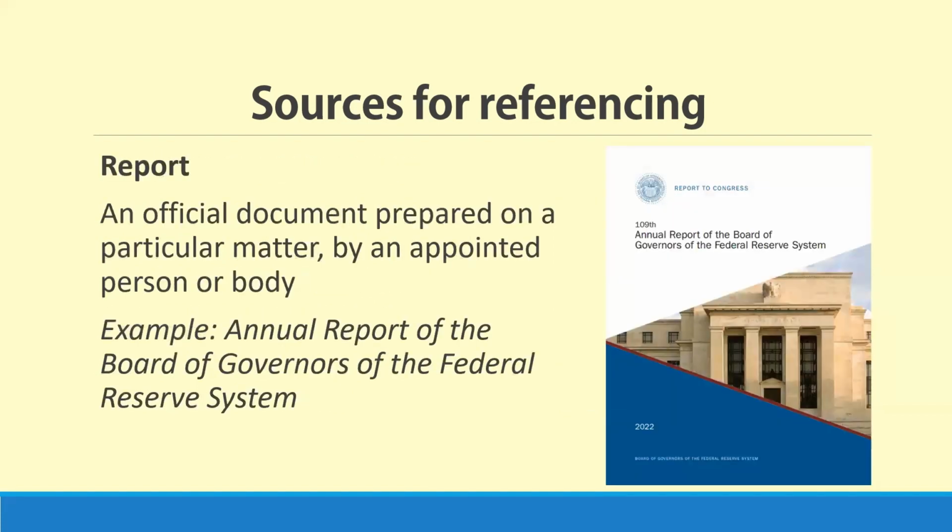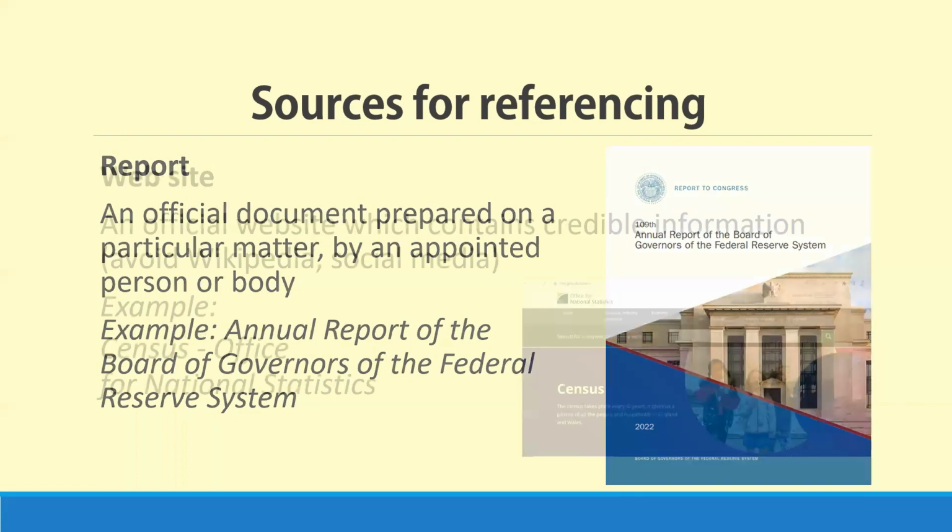And apart from that, we have reports. Again, reports should come from an authentic source. For example, the annual report of the Board of Governors of the Federal Reserve System. So this is a government entity. Therefore, their annual report is credible. We can believe it. We can extract information and we can rely on such publications.